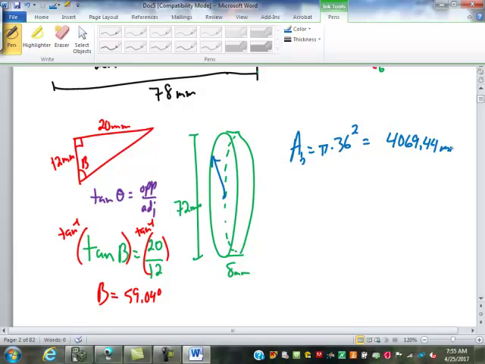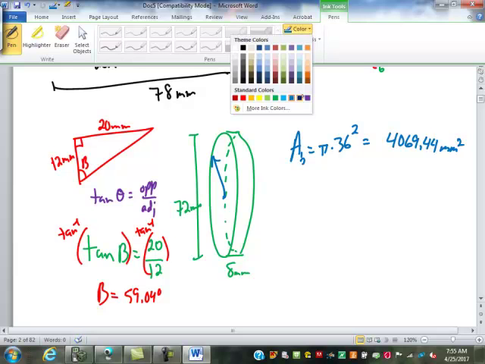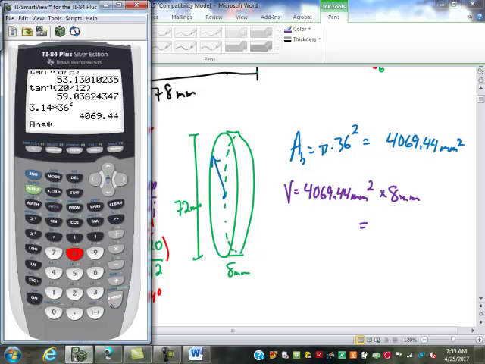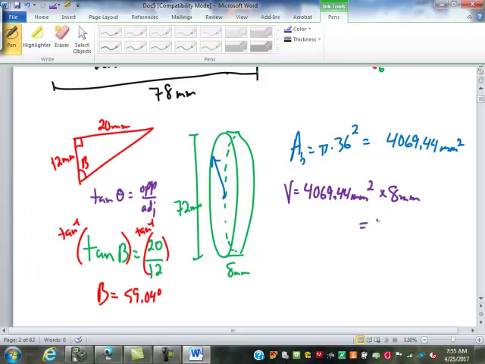That's millimeters squared. So then its volume is that times what? The height of 8 millimeters. So 32,555.52. 32,555.52 millimeters cubed.